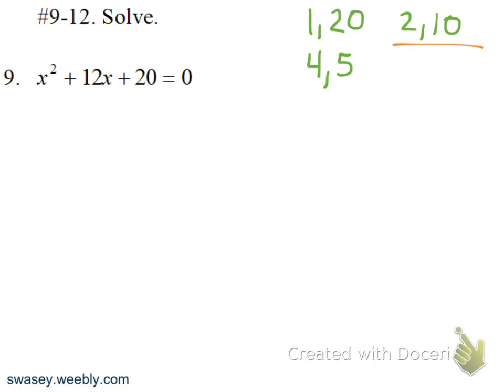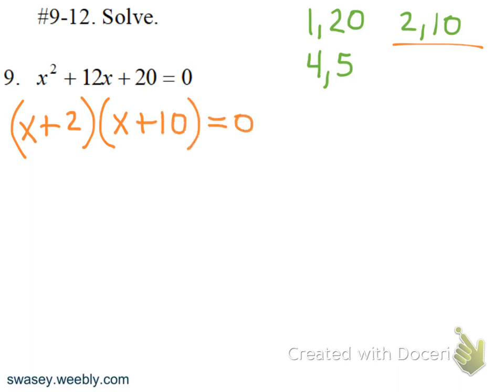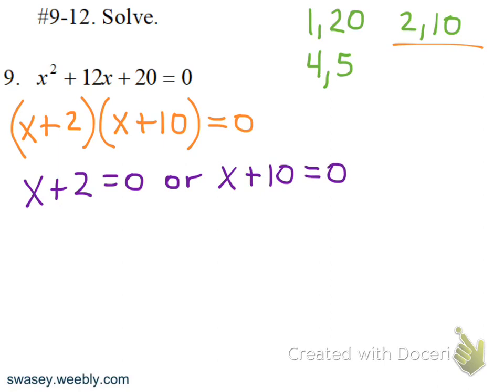This time we're solving an equation. So after we factor it into x plus 2, x plus 10, we've got a product equal to 0. So we'll set each factor equal to 0 and solve those. Subtract 2 from each side. Subtract 10 from each side.